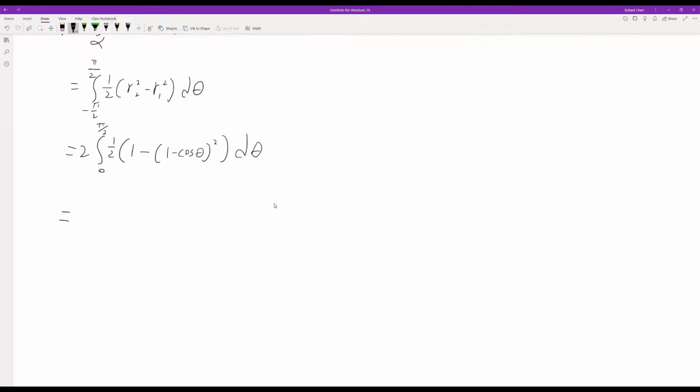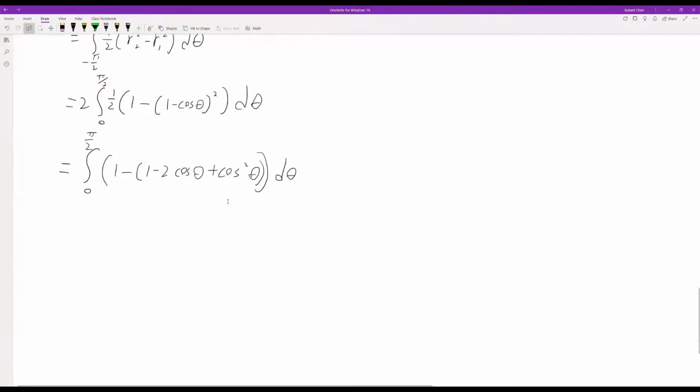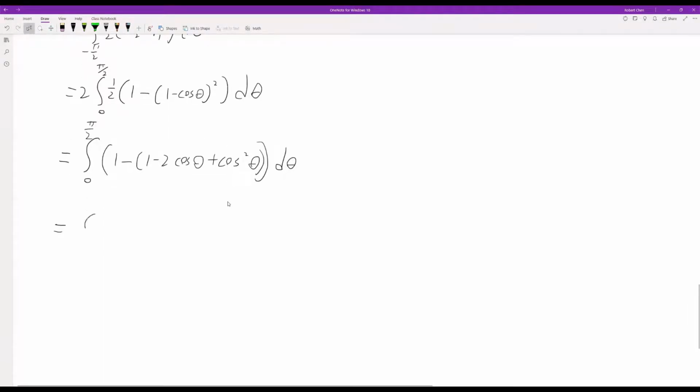All right, let's go ahead and evaluate this. So 2 times 1/2, that's just 1, from 0 to pi over 2, and then we have 1 minus 2 cosine theta plus cosine square theta. All right, so we see the cosine square again in the integral. We know what to do, right? Let's simplify this a little bit. 1 minus 1, that's gone. It will be 2 cosine theta, and then minus cosine square theta. So I'm going to rewrite cosine square theta as (1 plus cosine 2 theta) over 2, and d theta.